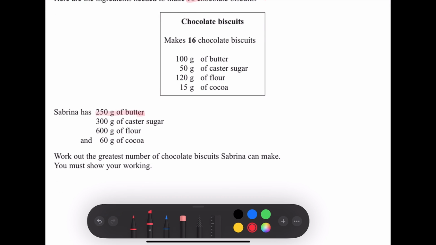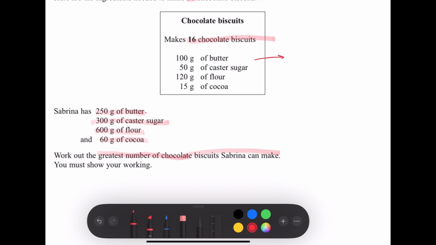Sabrina has 250 grams of butter, 300 of caster sugar, 600 of flour, and 60 of cocoa. Work out the greatest number of chocolate biscuits that Sabrina can make, and you must show your working out. So we know that it can make 16 chocolate biscuits. Let's start in the beginning by seeing how much max we can use from each one.